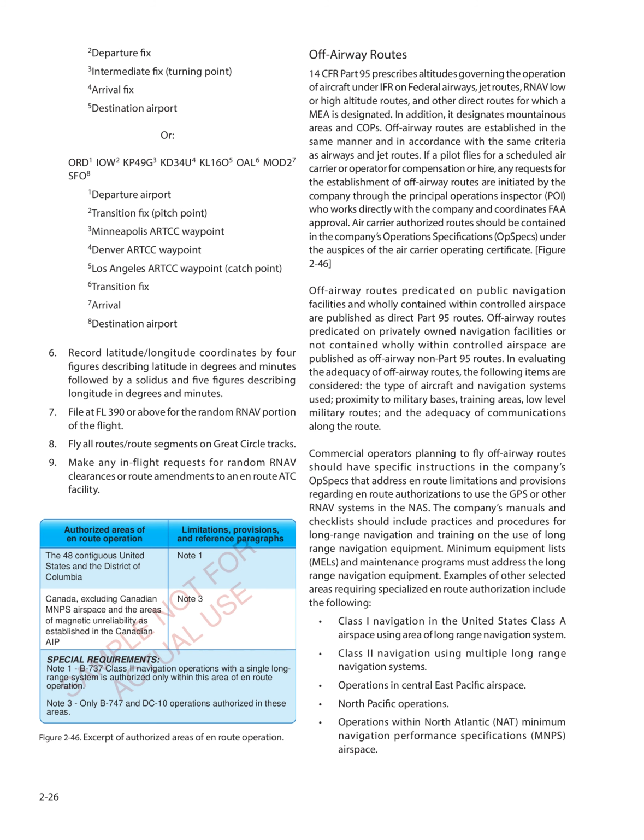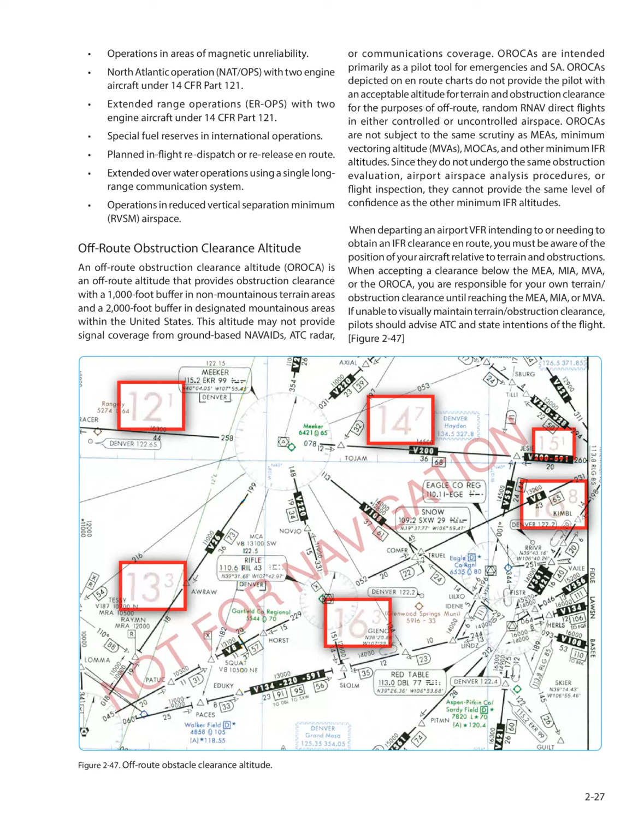Examples of other selected areas requiring specialized on-route authorization include the following: Class I navigation in the United States, Class A airspace using area of long-range navigation system. Class II navigation using multiple long-range navigation systems. Operations in Central East Pacific airspace. North Pacific operations. Operations within North Atlantic, NAT, Minimum Navigation Performance Specifications, MNPS, airspace. Operations in areas of magnetic unreliability.